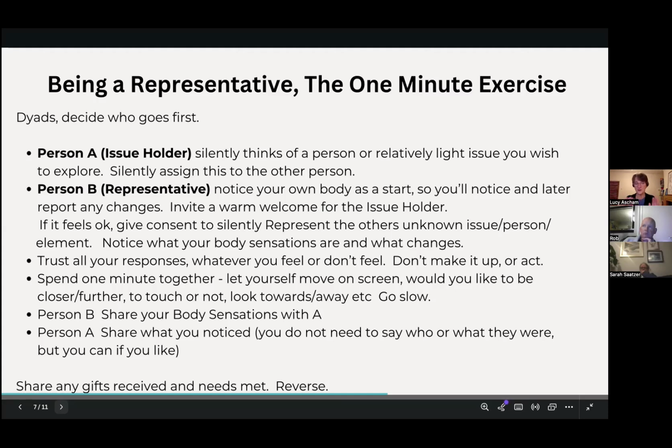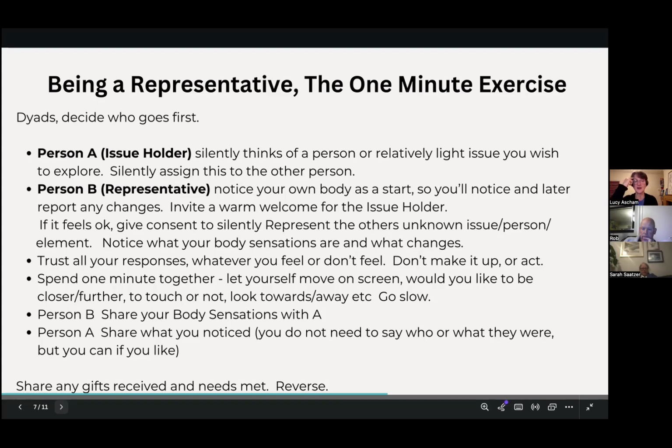And then when we've stopped that minute, person B, the representative, gets to share: this is what was happening in my body, this is what I noticed. So try not to make up any story, and you're not going to know. That's the important thing in this exercise. You're not going to know who you're representing.